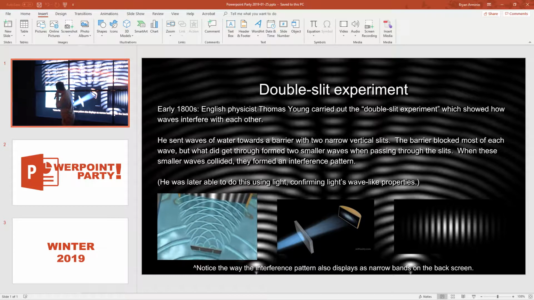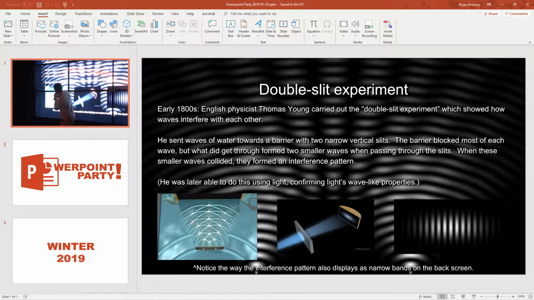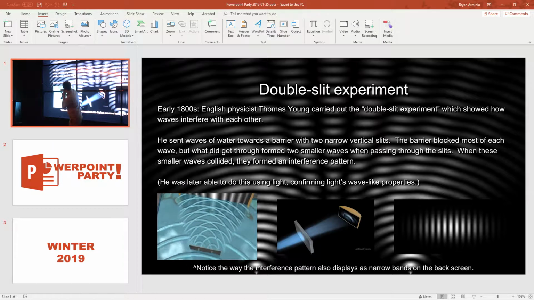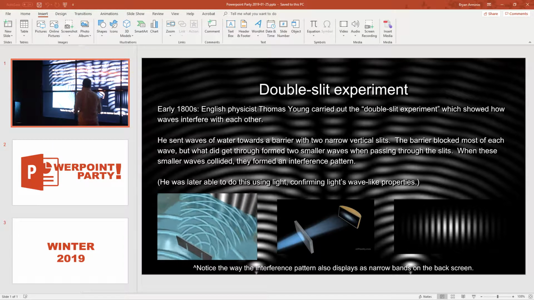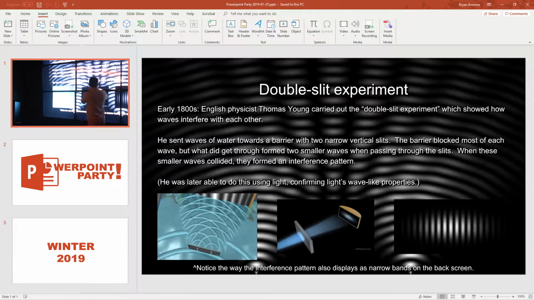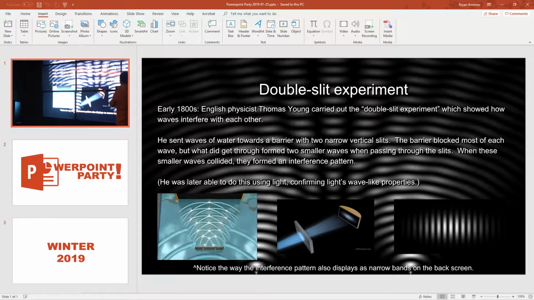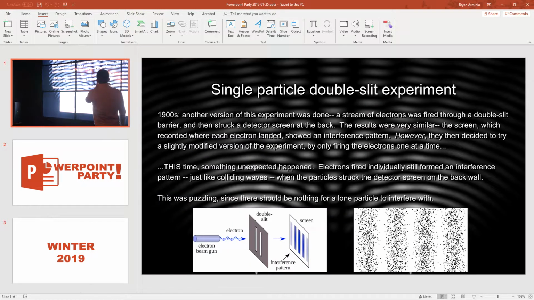You can see, like here, the white spots, those is where it's got stronger, and outside, like here, is where it got canceled out. Kind of shows up on the back screen here, too. He was also later able to do this using light, confirming its wave-like properties. You can see the interference pattern here. It's another example.